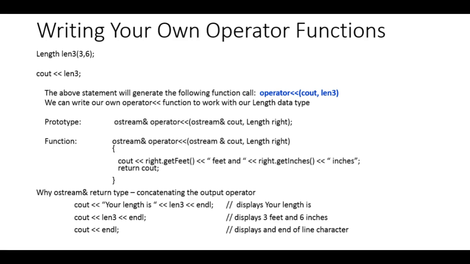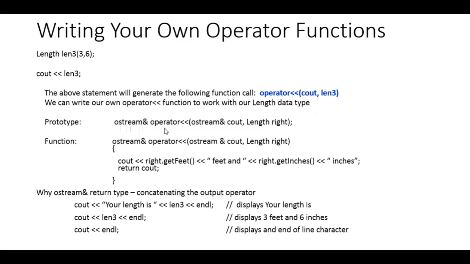Okay, and then we could write our own output operator function to work with this. So the prototype looks like this. The return type is always going to be ostream ampersand, and I'll explain why in just a minute.